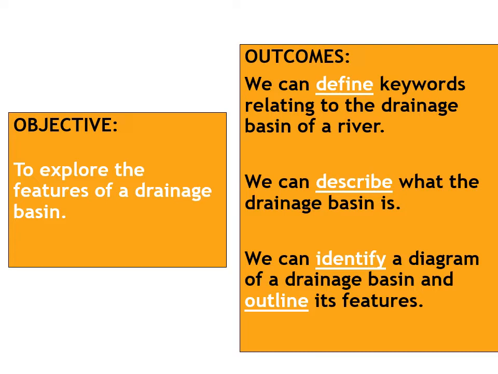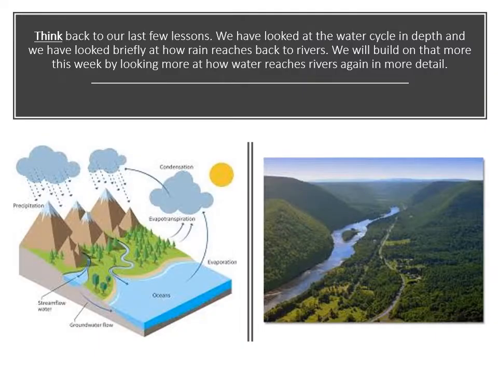so you can catch up on anything else or just give yourselves a little break. Okay, so looking back at our last few lessons, we've looked at the water cycle in depth, and we've had a look at how rain reaches rivers briefly. Okay, we're going to build on that a little bit more this week, and we're going to look at how water reaches rivers again in more detail. So we're looking at that whole thing we looked at last week with the inputs, the outputs, the storage and the flows. We're going to look at that in a bit more detail, have a look at the whole system of how water reaches rivers.